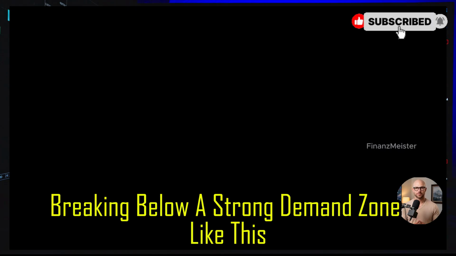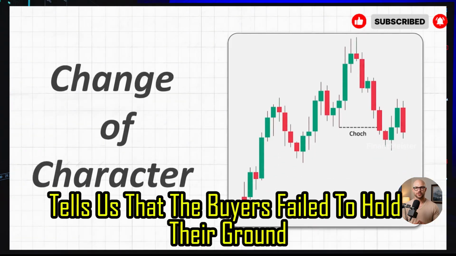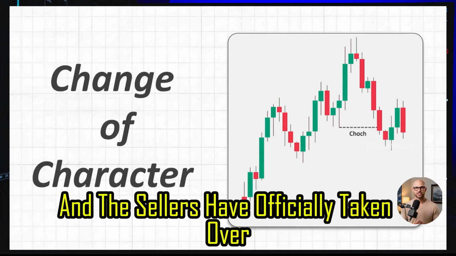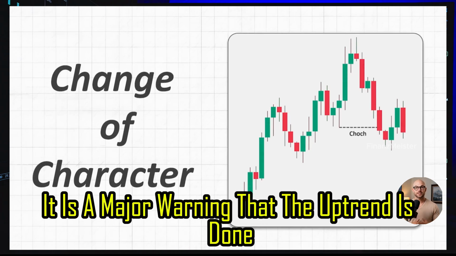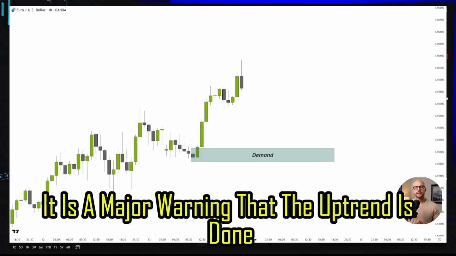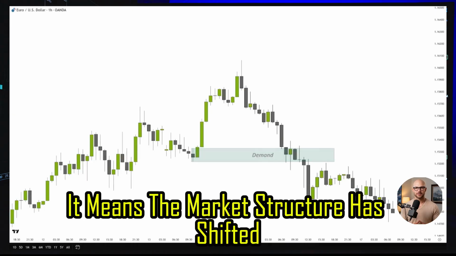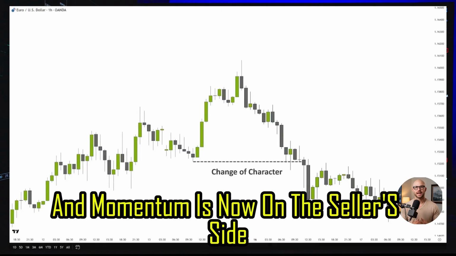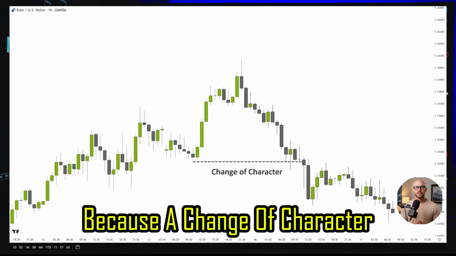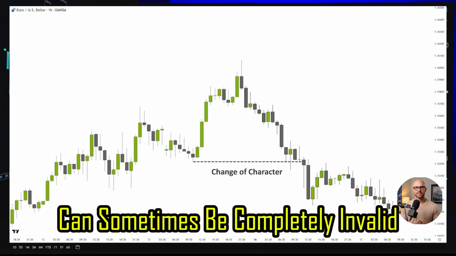Breaking below a strong demand zone like this tells us that the buyers failed to hold their ground and the sellers have officially taken over. It is a major warning that the uptrend is done and a reversal is starting. When the price breaks a major level like this, it means the market structure has shifted and momentum is now on the seller's side. However, you have to be careful because a change of character can sometimes be completely invalid.